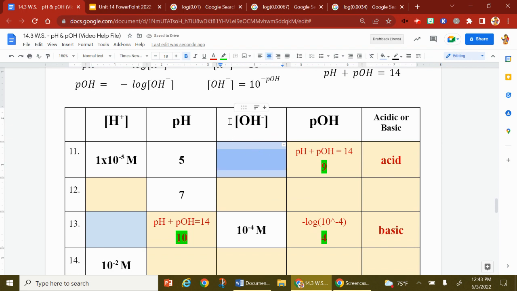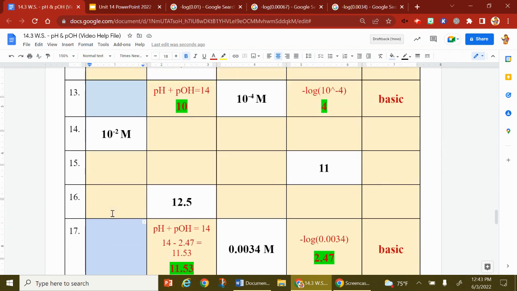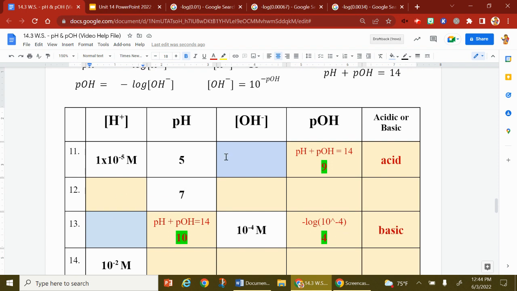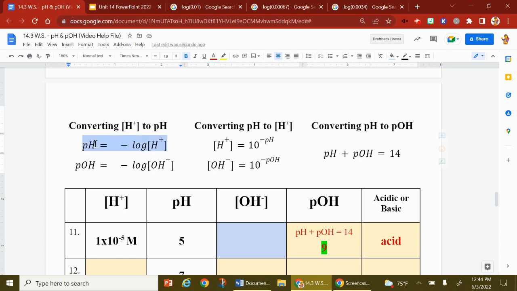How the heck do we find the molarity of the base? How do we find the molarity of the acid here? How do we find the molarity of the acid down here? What are we doing for this? Well, listen. To find the pH, you would just take the negative log of the concentration of the acid, okay?